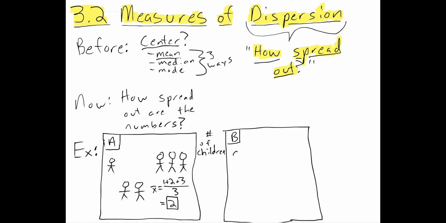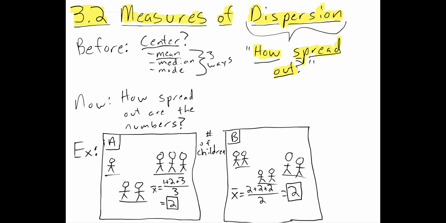Here's another group of families. In this group of families, everybody has 2 children. So in this case, we're going to get a sample mean of 2. The center of the number of children these samples have is exactly the same. They both are equal to 2. But then you could ask, are these groups of families exactly the same? No, certainly not. One of them has families that are all the same. They all have 2 children. And the other has variability in the number of children.